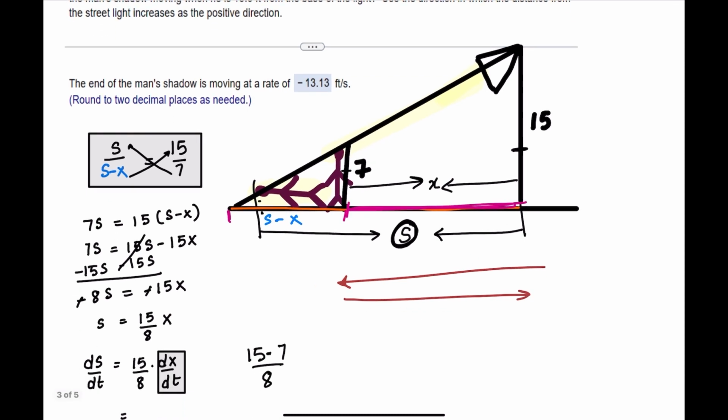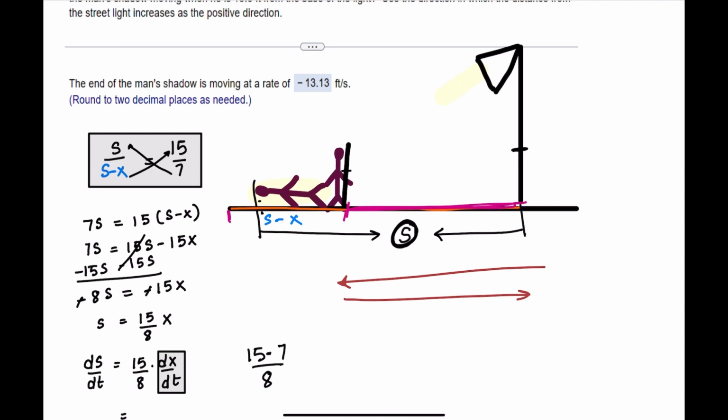So here, when the distance, let me take this off here, boom, this is gone, this is gone, this is gone, and this is gone. Let me bring back the head. So here, the distance, I think I'm going to cut off his feet.